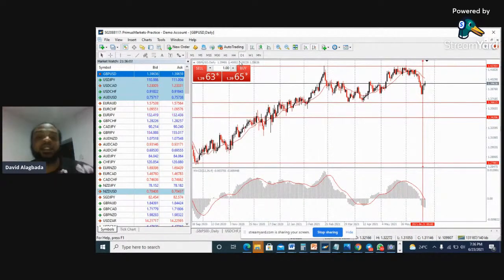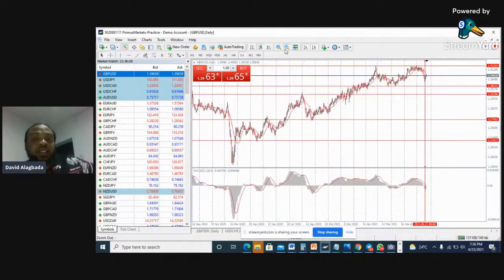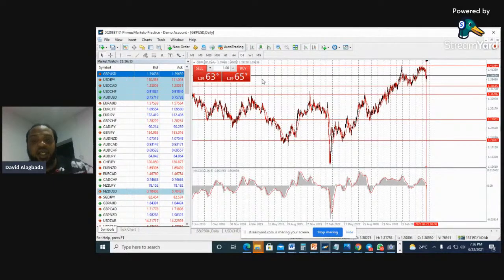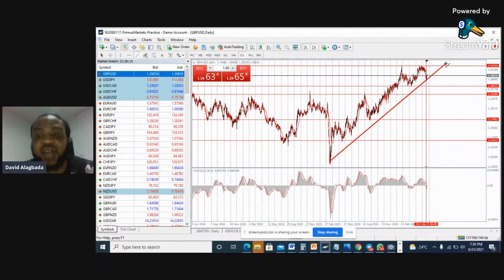So, as an example, if I'm looking at this chart, I can say to myself that, hey, this is kind of an uptrend, because you have all these higher resistances.